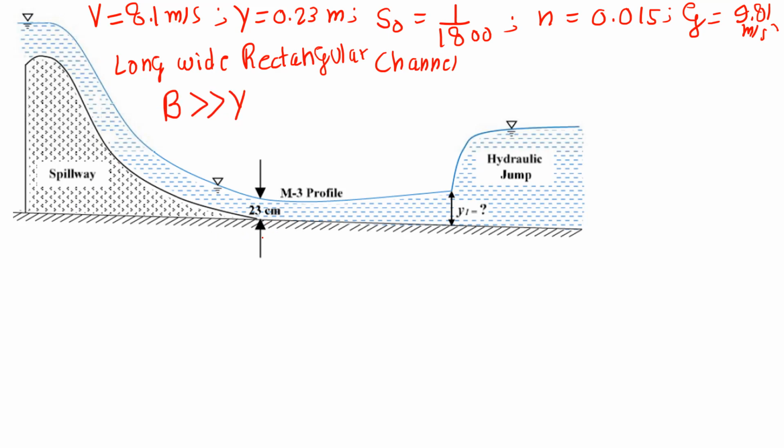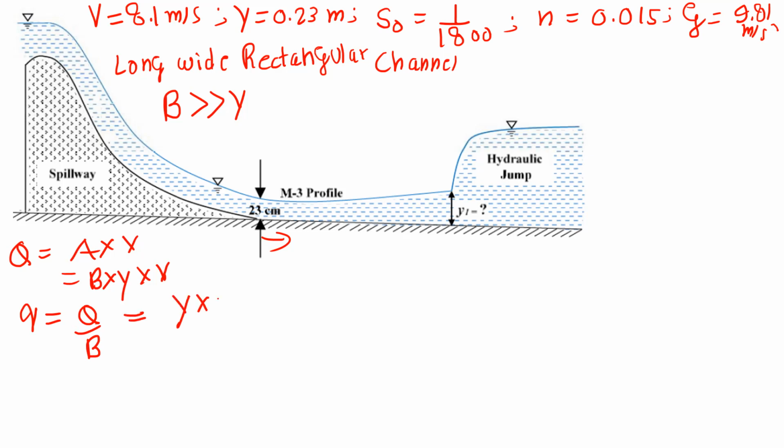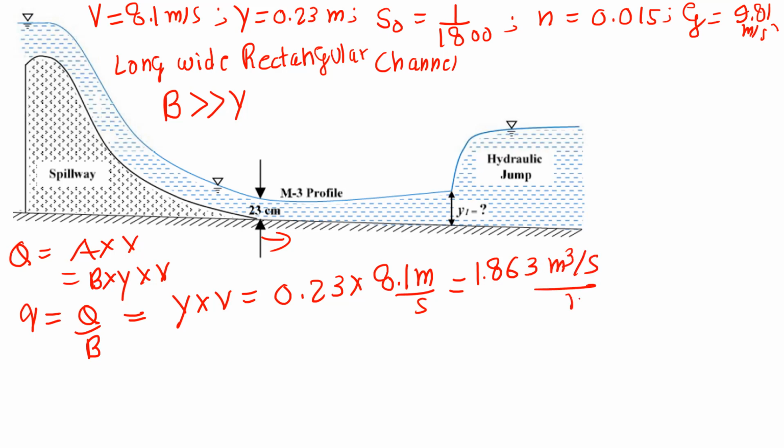So first let us find the discharge at this point. Discharge will be given as area into velocity. Area would be given as b times y into velocity, and as we don't have the value of the width of the channel in this question, let us convert this into unit discharge, that is Q by B, discharge per unit width. q would be equal to y times V. y is 0.23 meter and V is 8.1 meter per second. If you solve this in a calculator, it will come out to be 1.863 meter cube per second per meter.